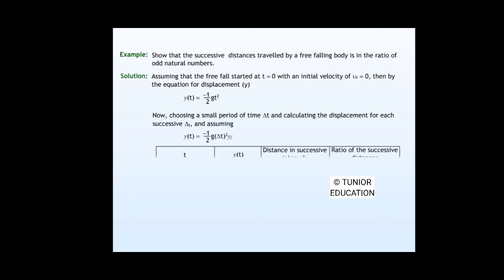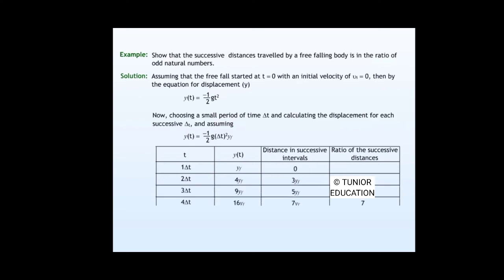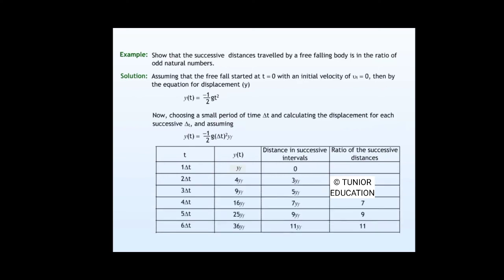Show that the successive distances traveled by a free-falling body are in the ratio of odd natural numbers. Solution. Assuming that the free fall started at t equals 0 with an initial velocity of vi equals 0, then by the equation for displacement, yt equals minus half gt squared. Now, choosing a small period of time delta t and calculating the displacement for each successive delta t and assuming yt equals minus half g delta t square equals yf.